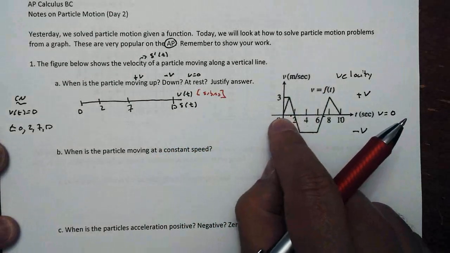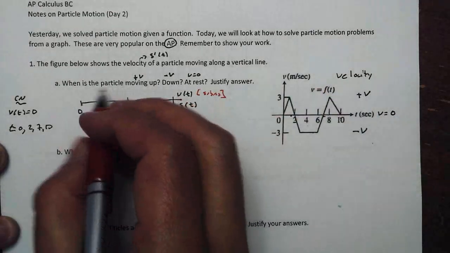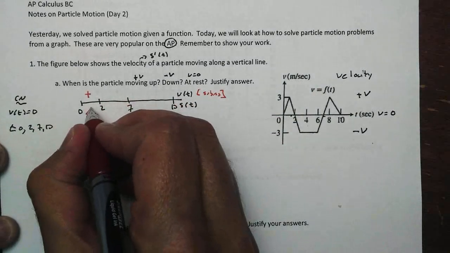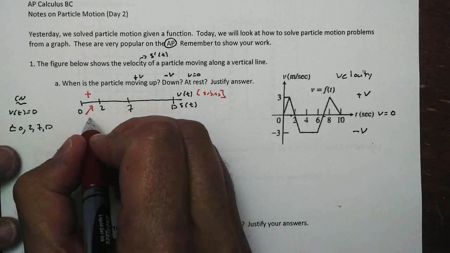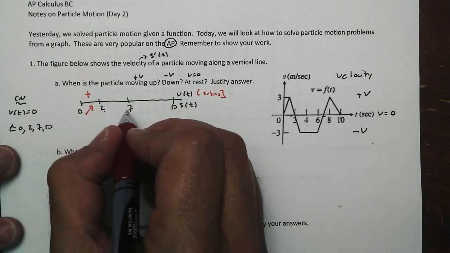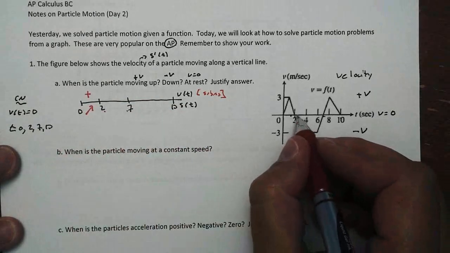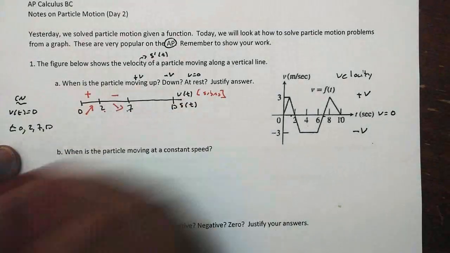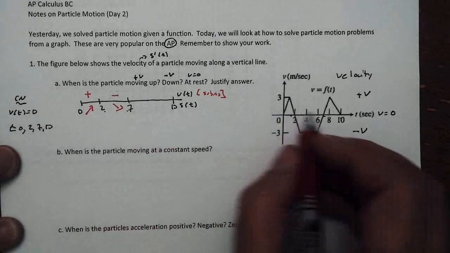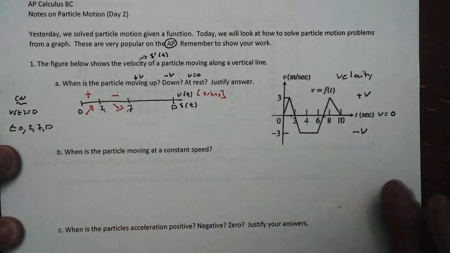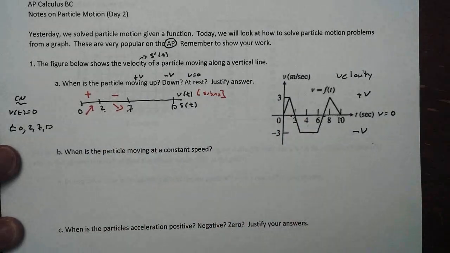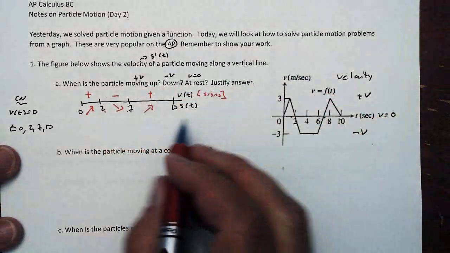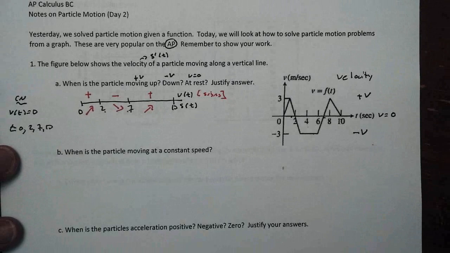Between 0 and 2, we are above the x-axis, so we have a positive velocity, so we are moving up like a disco duck. Between 2 and 7, the velocity is negative because we're below the x-axis, so this is moving down like a disco clown. Between 7 and 10, we are again above the x-axis, so this is a positive velocity, so we are moving up. So now I can answer the questions.